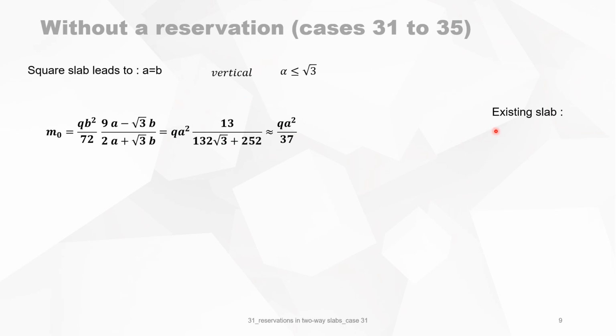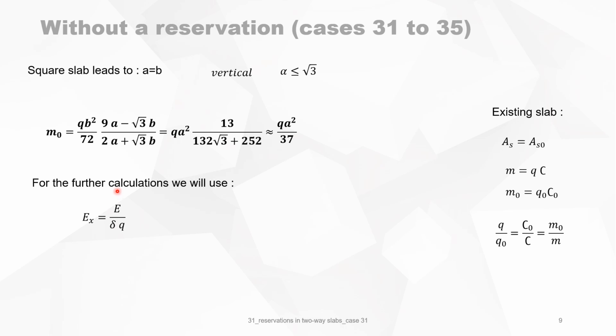Now consider an existing slab where the reinforcement before and after the reservation made in the slab is equal. We know that the bending moment of the slab with the reservation is proportional to the ultimate limit load times a factor which only depends on the geometry of the slab and the reservation. For the slab without the reservation, we have a similar expression. And then we can see easily that Q over Q0, C0 over C and M0 over M are equal.